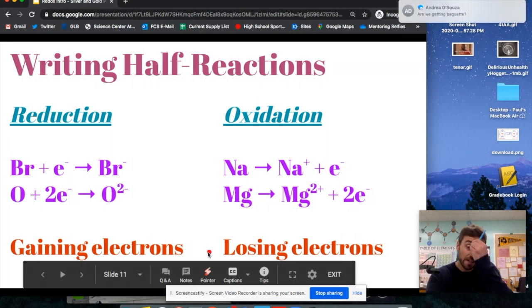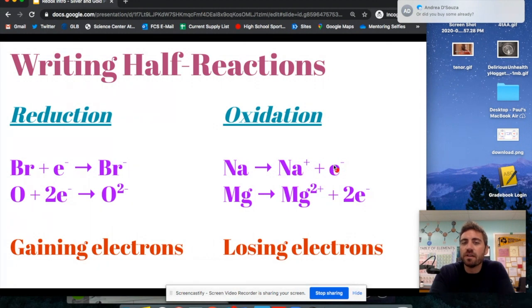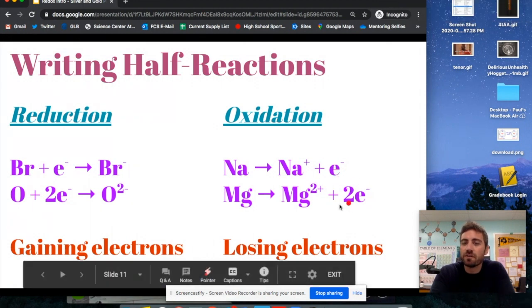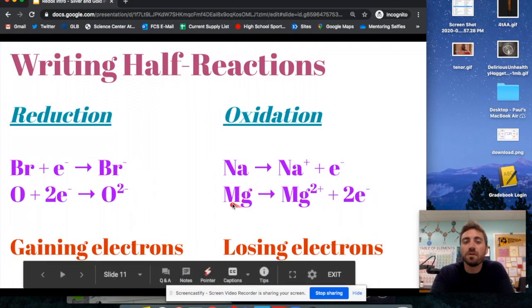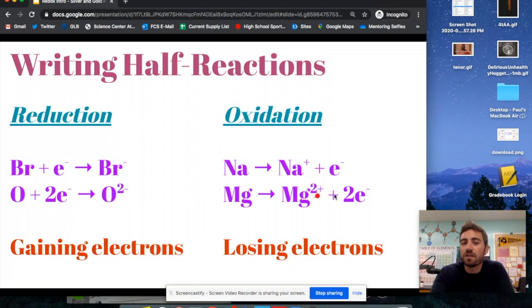Oxidation, we can see it is the opposite situation. So we start with the element, and as it becomes oxidized, it's losing either 1 or 2 or sometimes even 3 electrons. Since those electrons are being lost, they show up over here on the right side of the equation. And notice that it becomes a positive charge. When it's being oxidized, its charge increases. So Mg turns into Mg2+ plus 2 electrons.